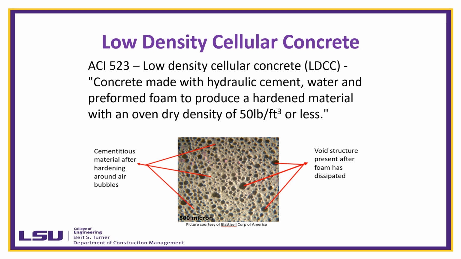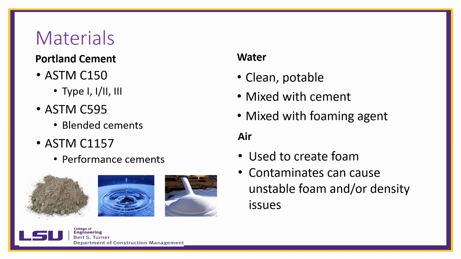ACI 523 defines low-density cellular concrete as a hardened material with an oven-dry density of 50 pounds per cubic foot or less, made of hydraulic cement, water, and preformed foam. Let's take a closer look at these materials. We start with cement. It can either be a Portland cement in adherence to ASTM C150, type 1, 2, or 3. It can be an ASTM C595 cement, also called blended cements, or it can even be an ASTM C1157 performance cement. Then we have water, clean and potable.